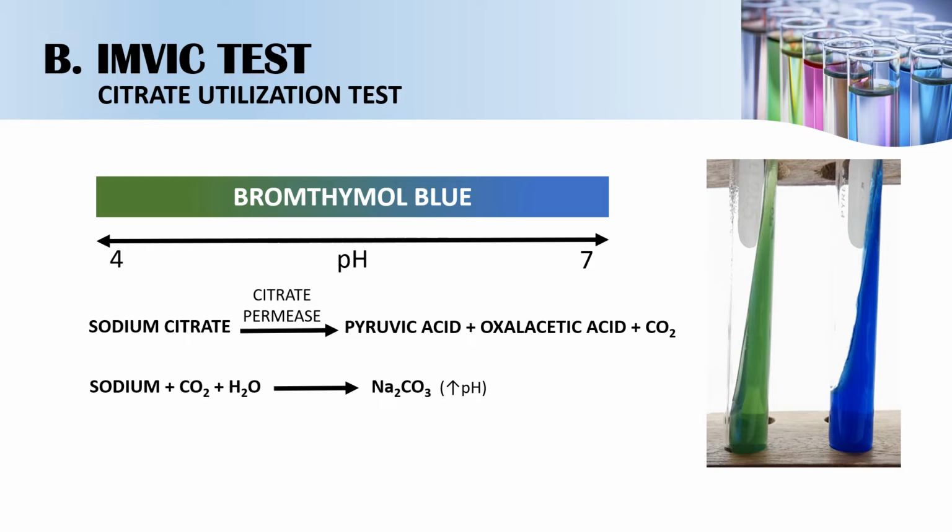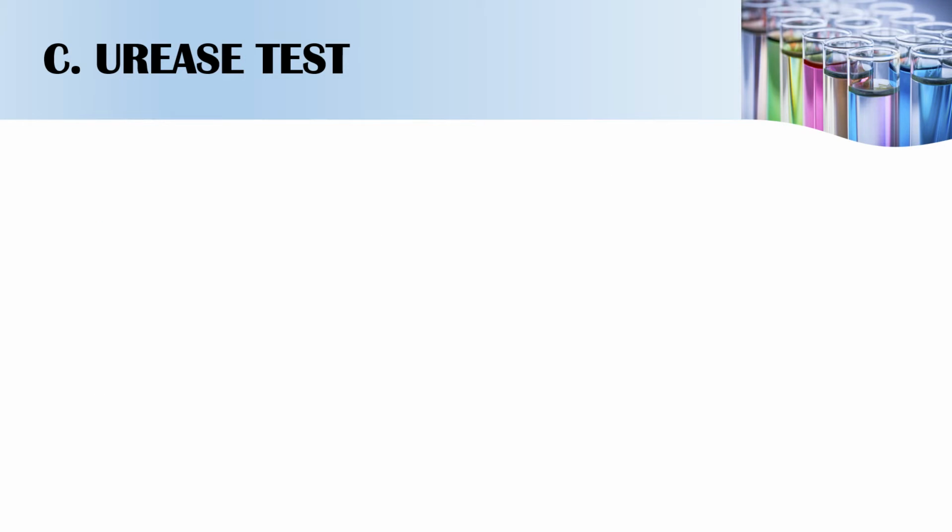So this is an actual photo of a citrate tube. The green one is a negative test, while the blue one indicates a positive test. So that's all for the IMViC test.